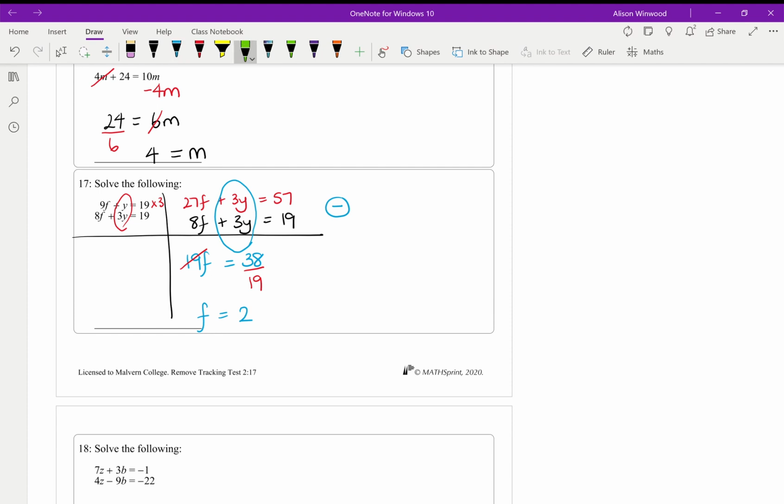Once I've got that far, I then go back to the very first equation, which was 9f plus y equals 19. But I know now that f equals 2, so 9f is 9 2s, that's 18, plus y equals 19, so y must equal 1.